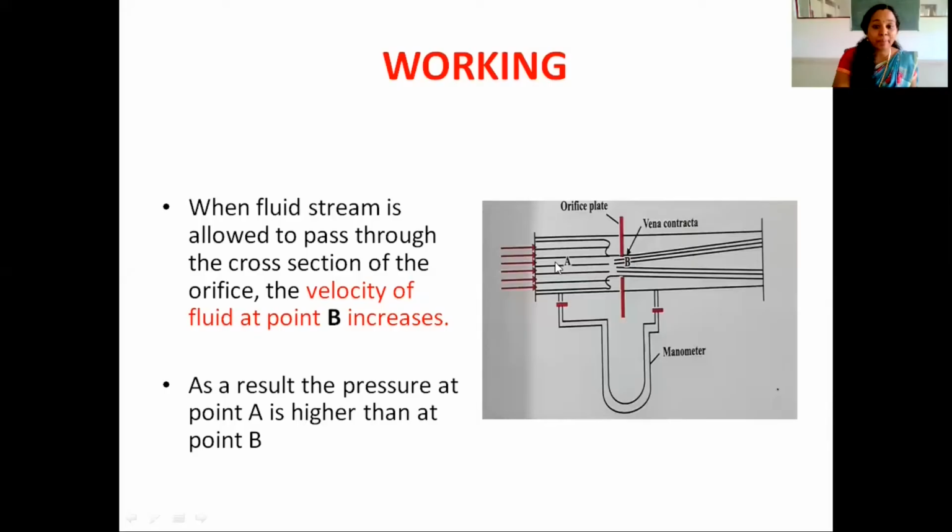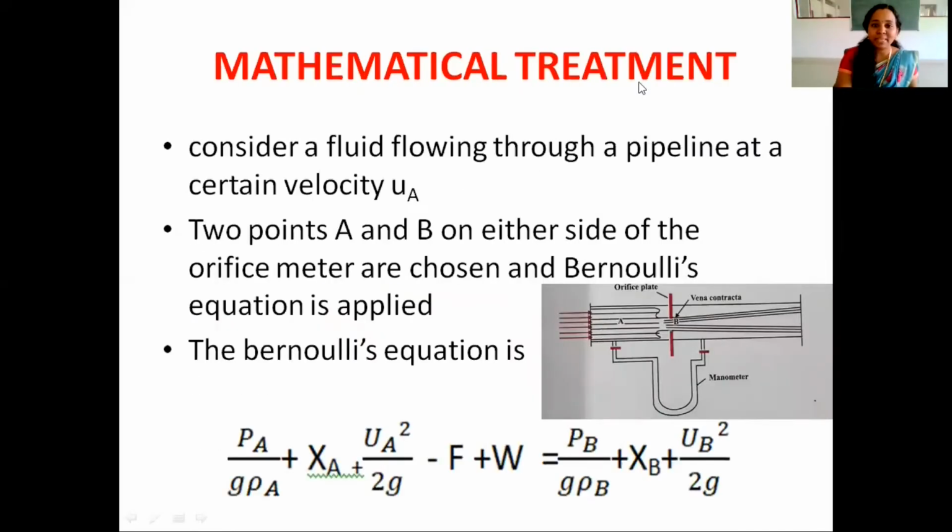As compared to the upstream, the velocity in the orifice region increases and a corresponding reduction in the pressure energy occurs. We can measure the reduction in the pressure head using a manometer which is connected between the initial and the orifice section. Now move on to the mathematical treatment of the orifice meter.